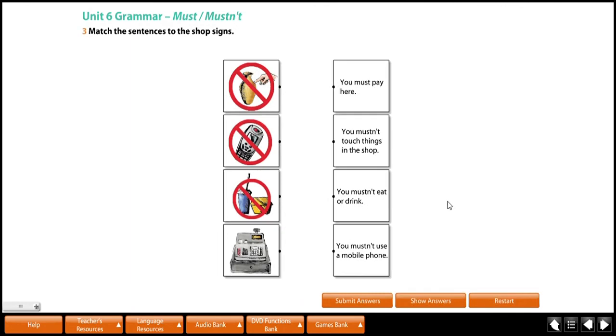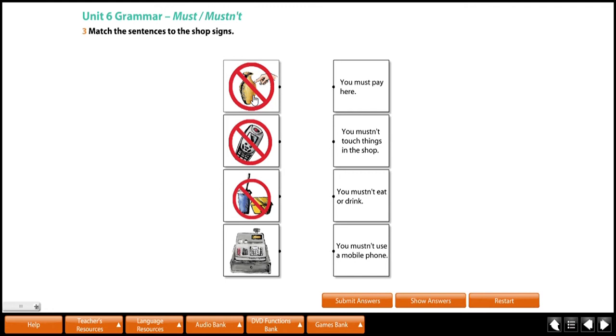There are some items. Boys and girls, be attentive. If you have an item with a red crossed circle, I think it is a kind of forbidden sign. Запрещающий знак. Without a red crossed circle, it is a binding sign. Обязывающий знак. There are forbidden signs and there is one binding sign. The other 3 are forbidden signs. Your task is to match these sentences with the shop signs. And of course you have to use the modal verb must or mustn't.